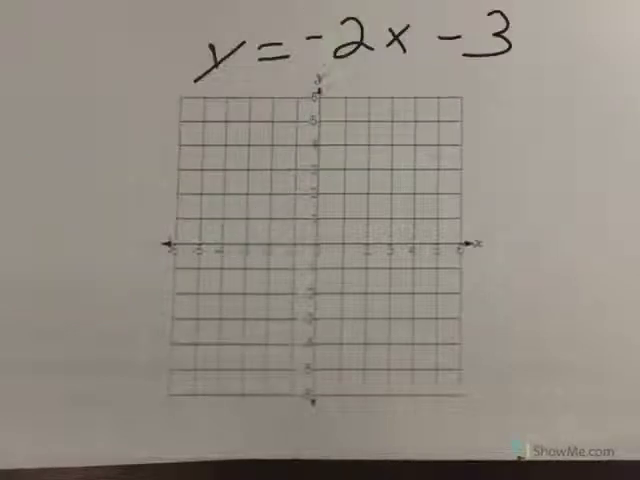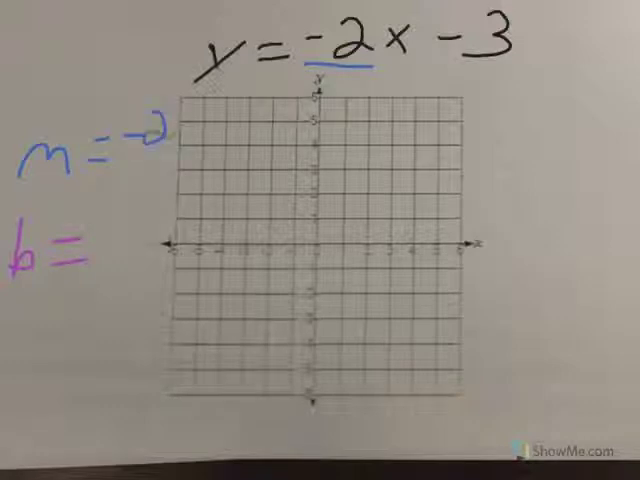Now we've got another one here. We have y equals negative 2x minus 3. So again, we're going to need the slope and the y-intercept. If you look over here, the slope is going to be negative 2. So we're going to change that into a fraction and get negative 2 over 1.